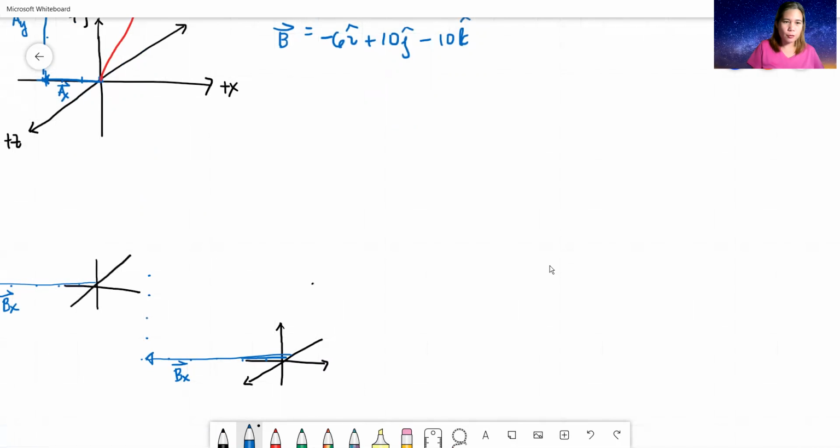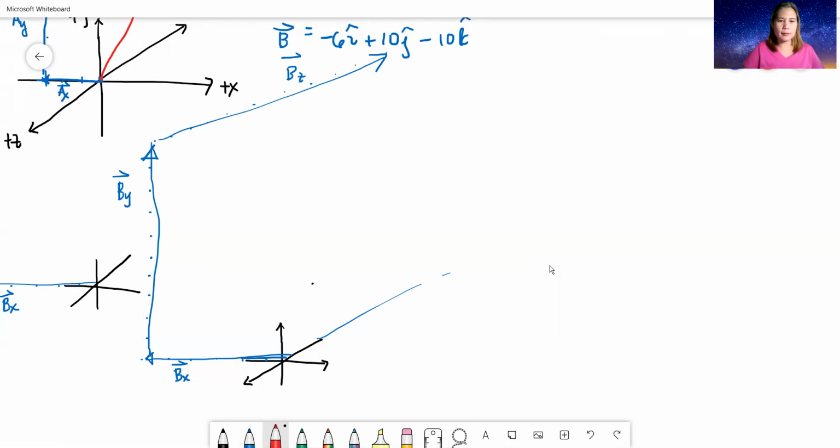1, 2, 3, 4, 5, 6, 7, 8, 9, 10. Positive Y. And then parallel to this axis here, I'll go 10: 1, 2, 3, 4, 5, 6, 7, 8, 9, 10, more or less. This is now the Z component of B. And this is now B, which is of course equal to 2 times A.